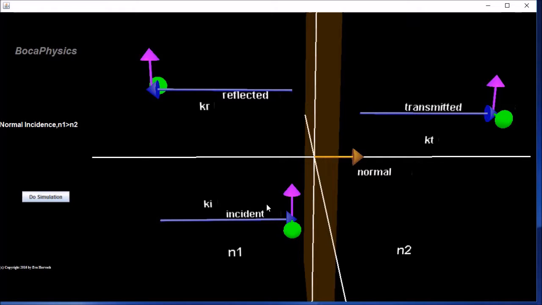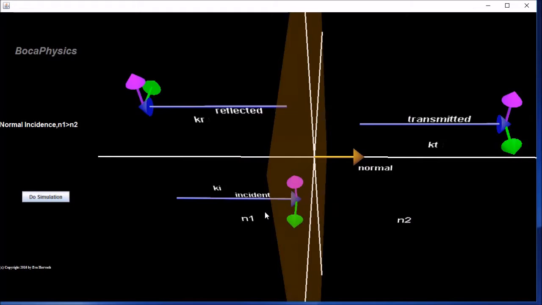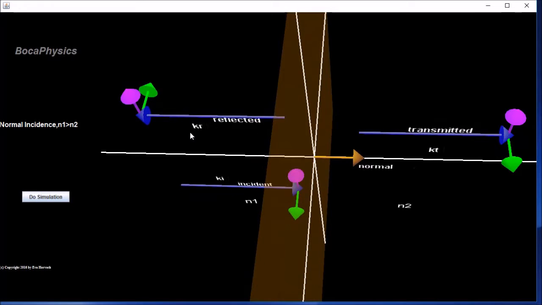Because the three vectors k, E, and B form a right-handed orthogonal set, the direction of the magnetic field can be determined. From this viewpoint, if the incident electric field points up, then the incident magnetic field points out of the screen. Likewise for the transmitted wave. However, the magnetic field of the reflected wave points into the screen.